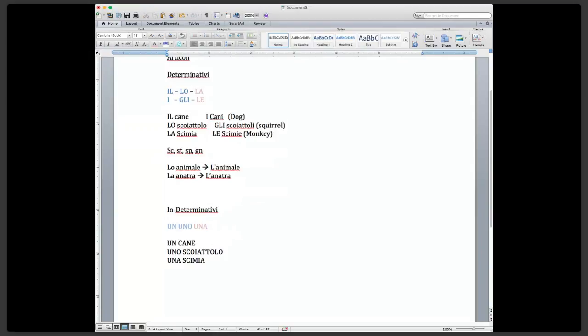It's not rocket science. You only have to acknowledge if it's masculine or feminine, and then the other thing you have to do is figure out if it begins with a special opening or not. Special: SC, ST, SP, GN, or a vowel. And I'm probably forgetting a few of those, but we're going to be looking at those later on as time goes on.